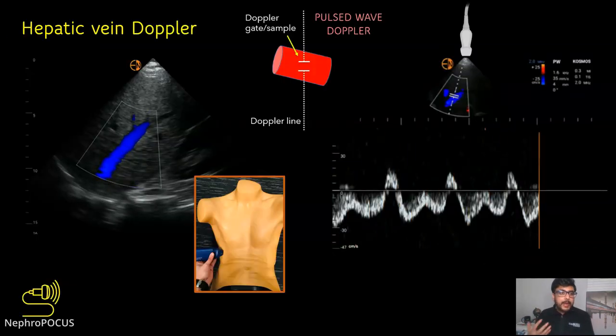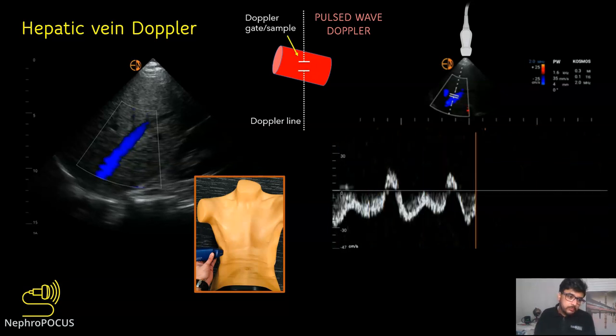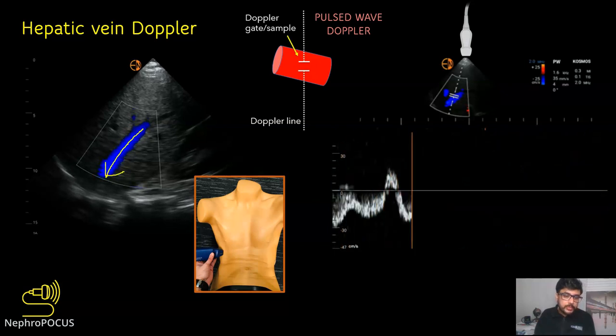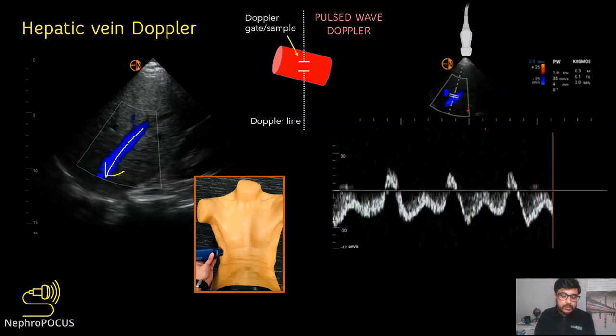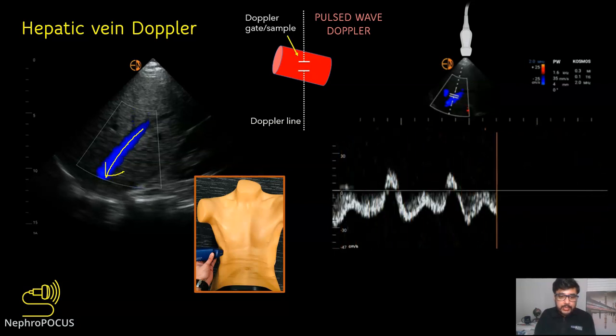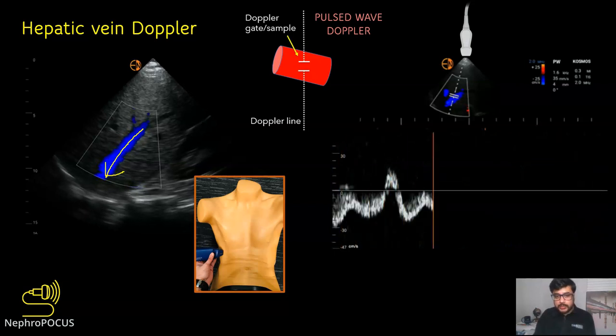So how does hepatic vein Doppler appear? As I just mentioned, hepatic vein is usually more or less blue in color because the blood flow is away from the transducer. And on pulsed wave Doppler, most of the flow is below the baseline, and it has several distinct individual waveforms. We will see what they are in the coming slides.